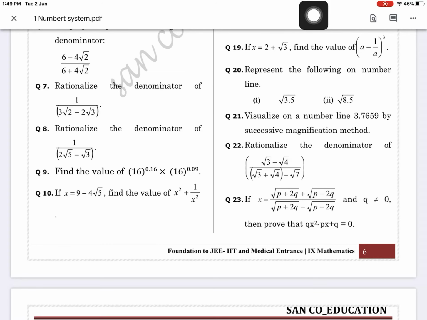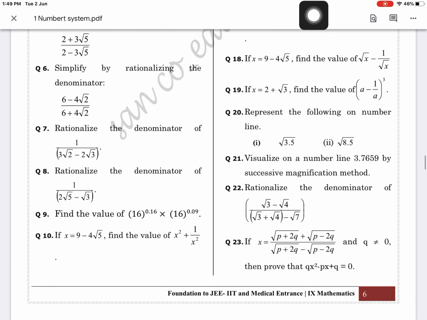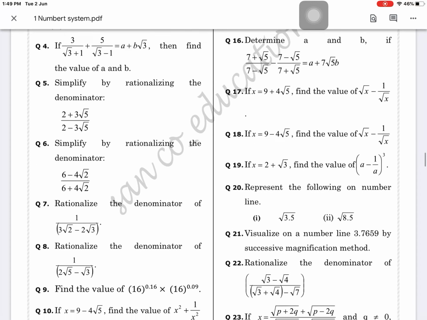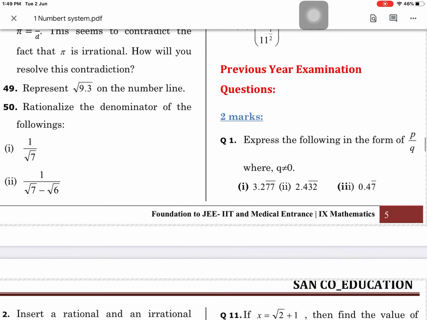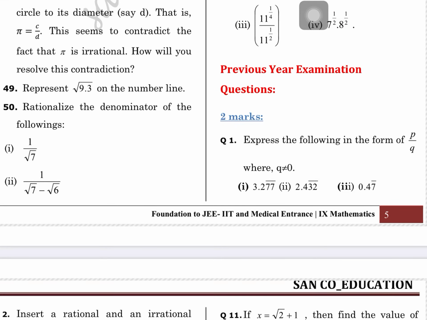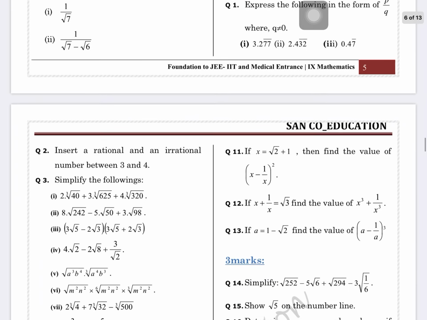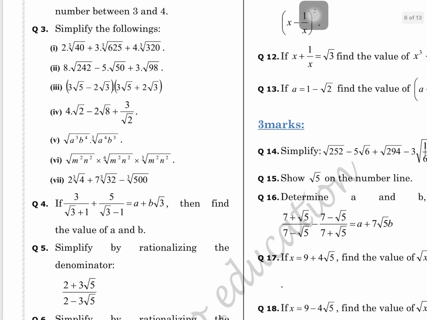Okay students, today we are solving page number 6 of the study material. I explained the concept of the previous year questions section that day. From that, we discussed the 2 mark questions, and of all the questions, we solved question number 3 and also question number 4. We were just starting question number 4.